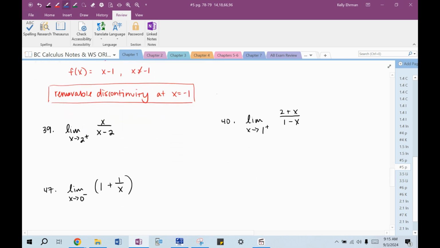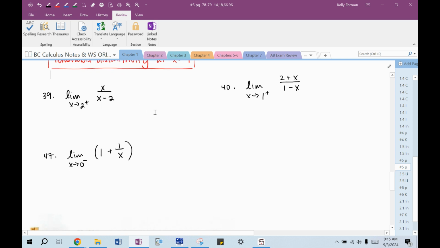All right, my next one, we are finding, this is not removable. This is just find the limit now. Find the limit as x approaches 2 on the right of x over x minus 2. So we know the graph is unbounded. There's a vertical asymptote at 2. The question is, does the graph go to infinity or negative infinity? And remember, you can check this numerically.